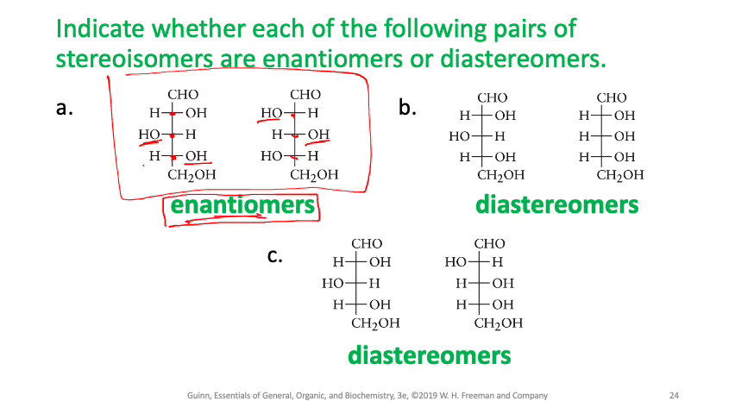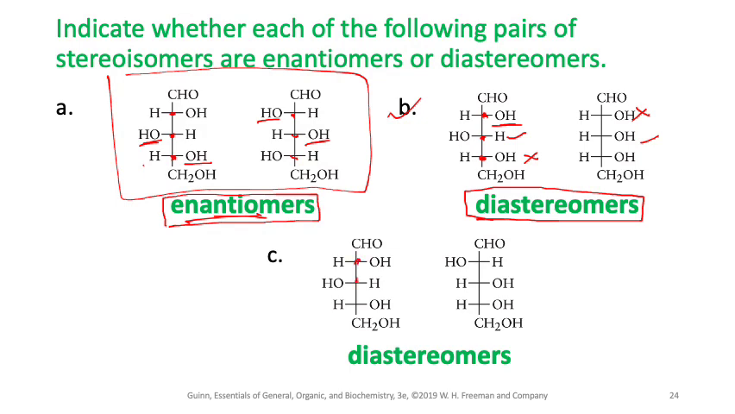Let's talk about the other two, the B part. The first chiral center, second chiral center, third chiral center. The first one hasn't flipped. The second one flipped in this case. The third one hasn't flipped. So out of the three chiral centers, only one chiral center flipped its atom or group. That means they are diastereomers, because all the chiral centers didn't flip their atoms or groups at the same time.